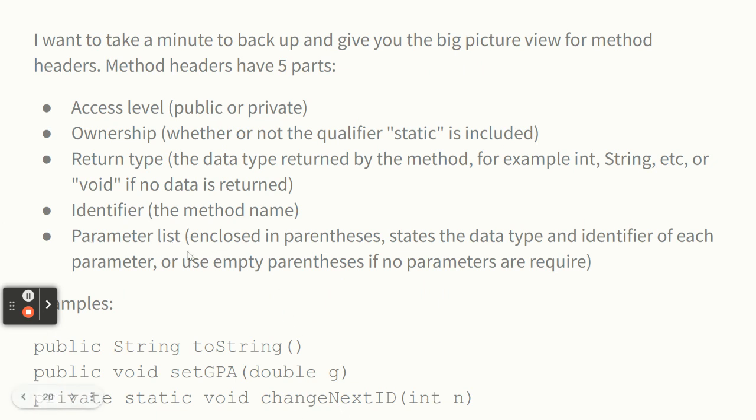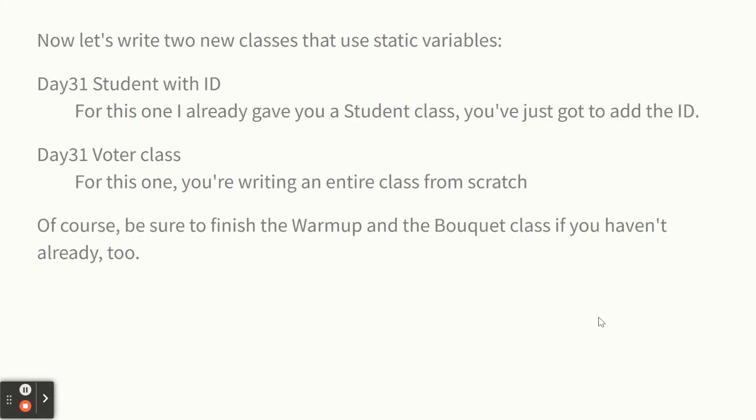And then they have a parameter list. That's in parentheses, or they have empty parentheses. And remember, the parameter list is part of the signature of the method. The signature is all these things put together. This slide will be helpful down the line.